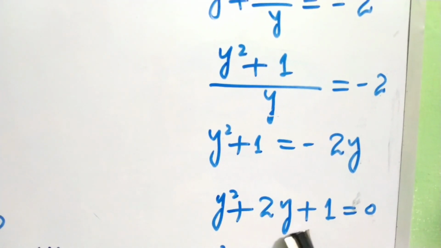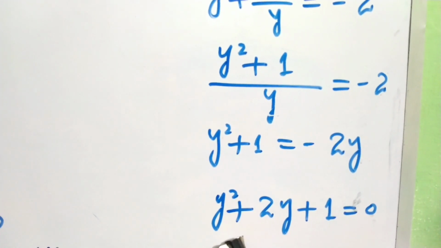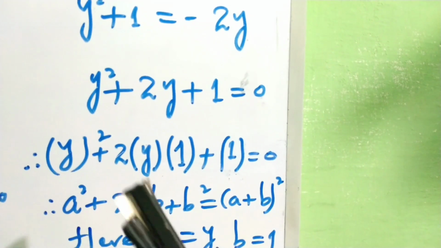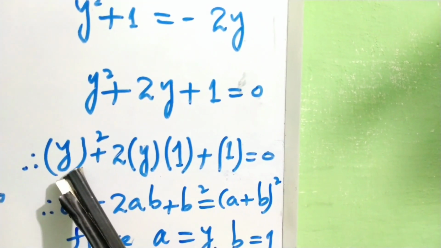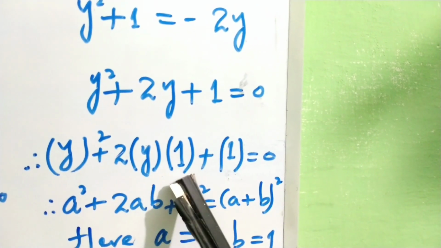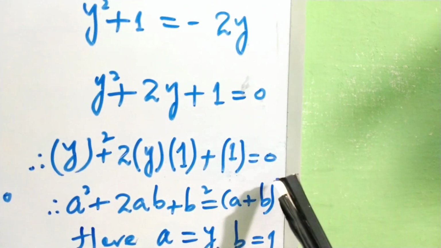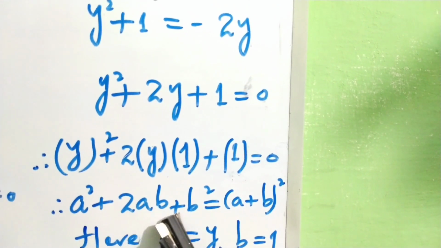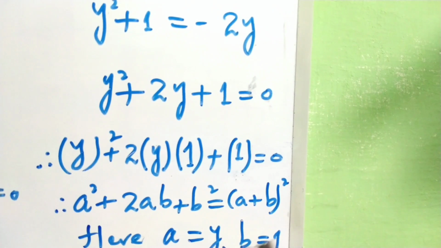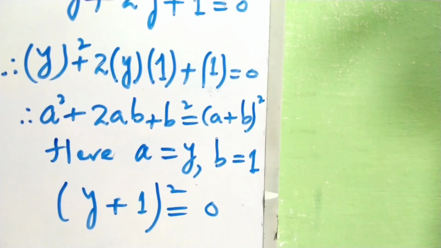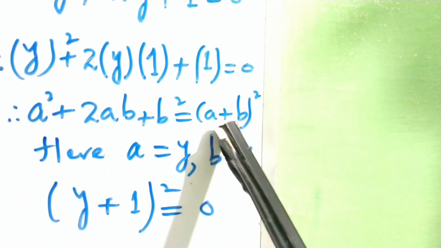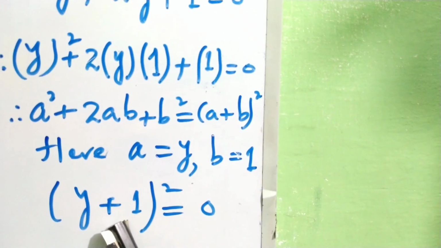It reminds you of a formula, that is a square plus 2ab plus b whole square. So over here y square is y whole square, plus 2 times the formula's a and b, where a is y and b is 1, plus 1 whole square equal to 0. So it is a square plus 2ab plus b whole square, that is a plus b whole square, in which a is y and b is equal to 1. It will close down into this form, that is y plus 1 whole square is equal to 0.